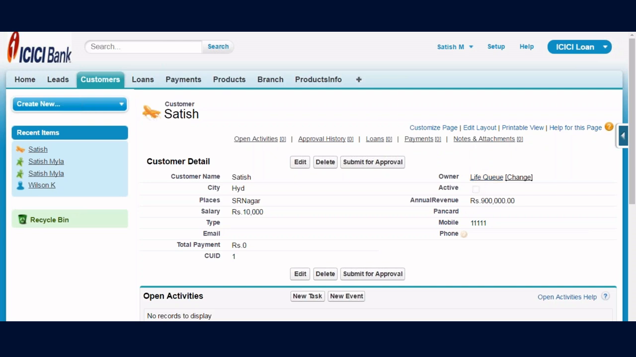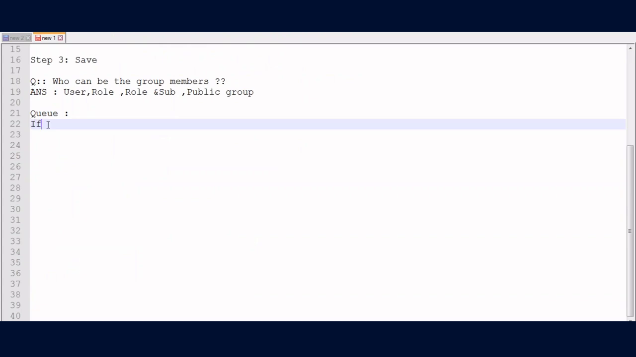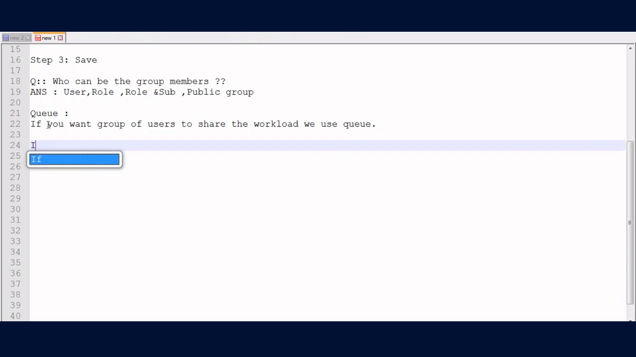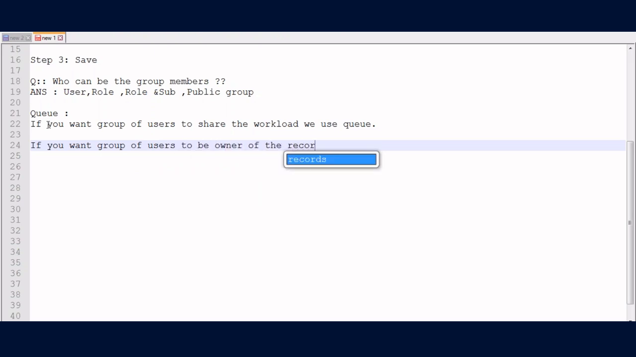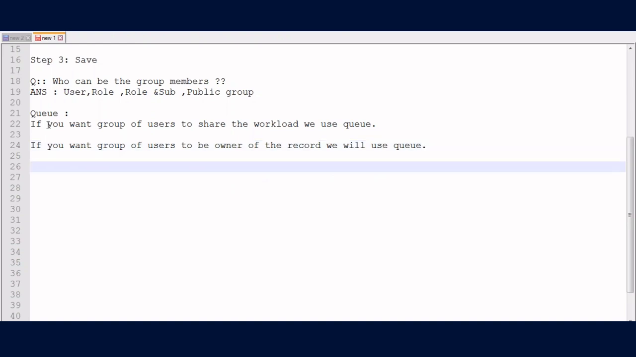People have followed? Right. So what is this queue? If you want a group of users to share the workload, group of users to be owner of the record, we will use a queue. What are the steps involved?